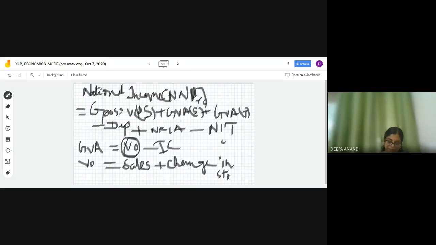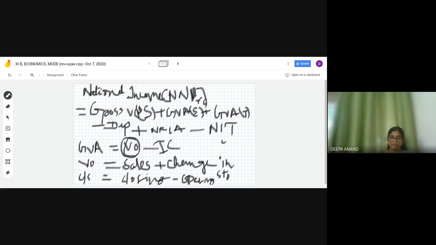So value of output is sales plus change in stock. Write it. And what is change in stock? That also you write: closing stock minus opening stock. You might have studied this in the previous year in accounts. So these are the equations you have to keep in mind while doing the value added method.